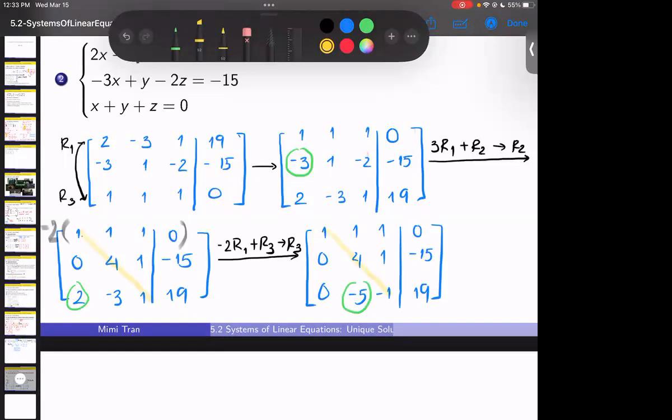The next one is I need the negative 5 to be gone. What row should I use? Now it matters. What row should you use? You can use both, but let's catch. What row should I use? Should I use row 1 or row 2? And why? It looks like both are fine, right?